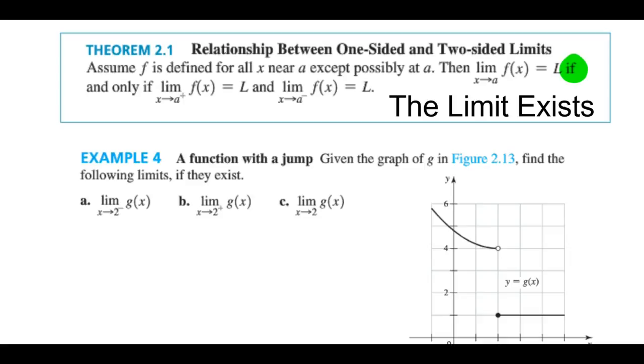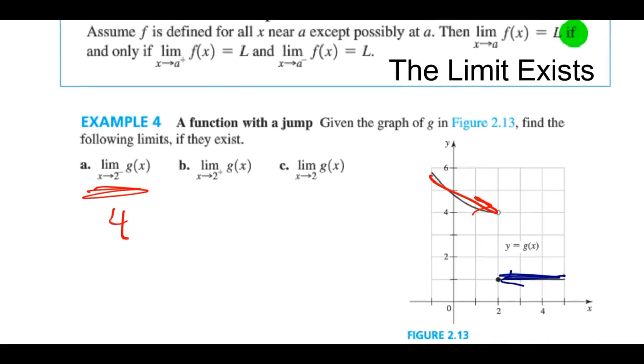In this next example, we have the limit from the left approaching a y value of 4, and we have the limit from the right of 2 approaching only a 1. So if the limit from the left does not equal the limit from the right, then we say the limit does not exist.